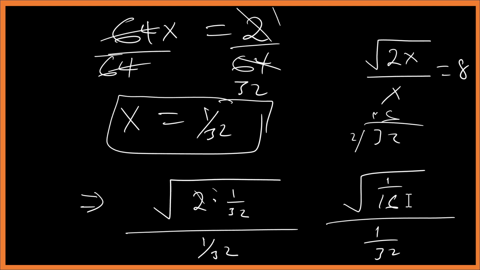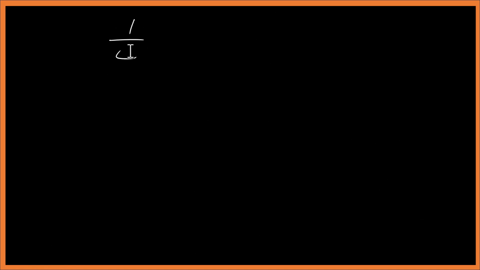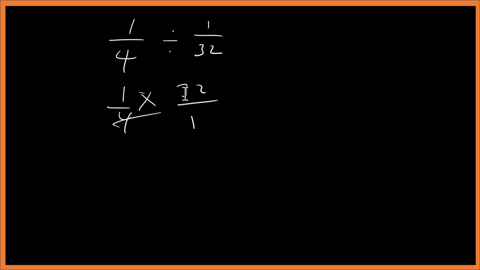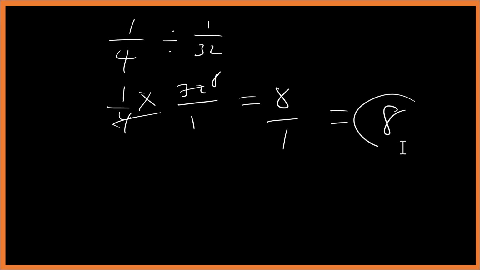Okay, so how do we solve this? This side is the same as 1 over 4. 1 over 4 divided by 1 over 32. So this side will be 1 over 4 times 32 over 1. 4 here, 8. 8 over 1 is still 8. Hence, proved.